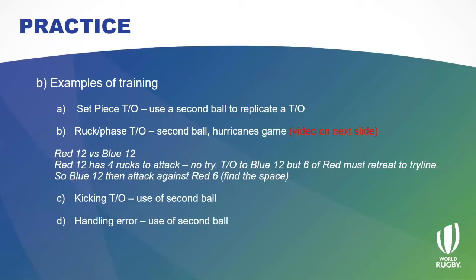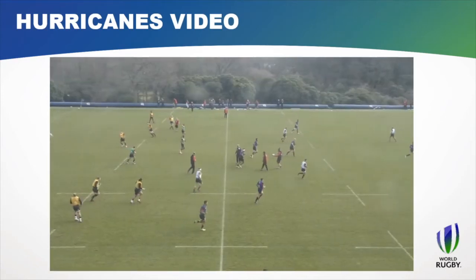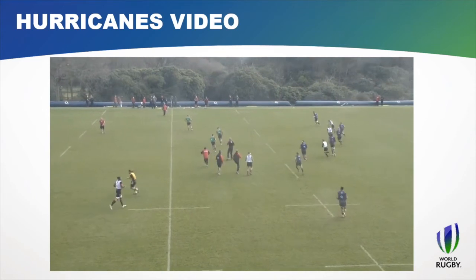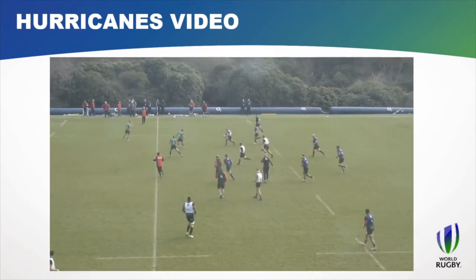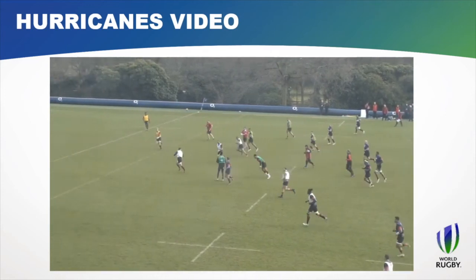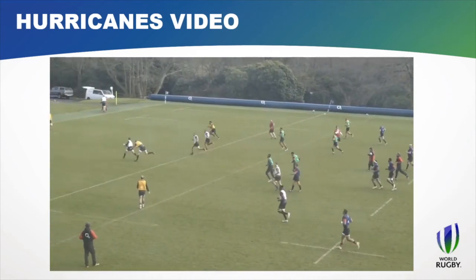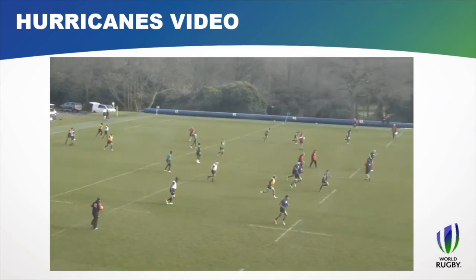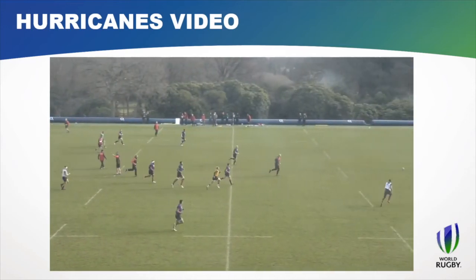The other game that we use a lot, here's the Hurricanes video. So you just see this. So turnover, 6 defenders have dropped back. So you've got 12 versus 6. You can vary the space. So finding the space, and then the other 6 defenders have to come in and try to find it. So the defending team didn't do too well there, but the attacking team did well.